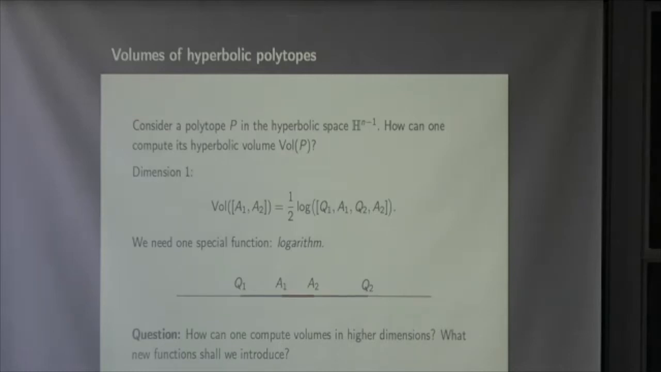And what new functions will appear if we try to express volumes of polytopes through as basic functions as possible? For some reasons, we do not need to care about even dimensional spaces, because there is a Gauss-Bonnet type formula. In even dimensions, the volume reduces to the previous odd dimension. So the next interesting case is dimension 3.